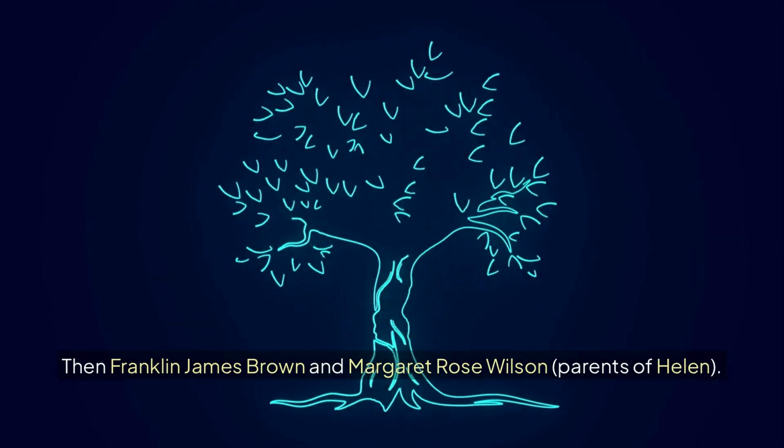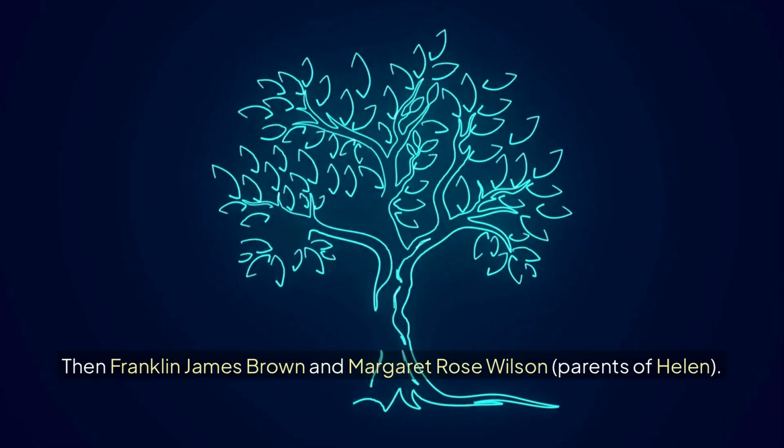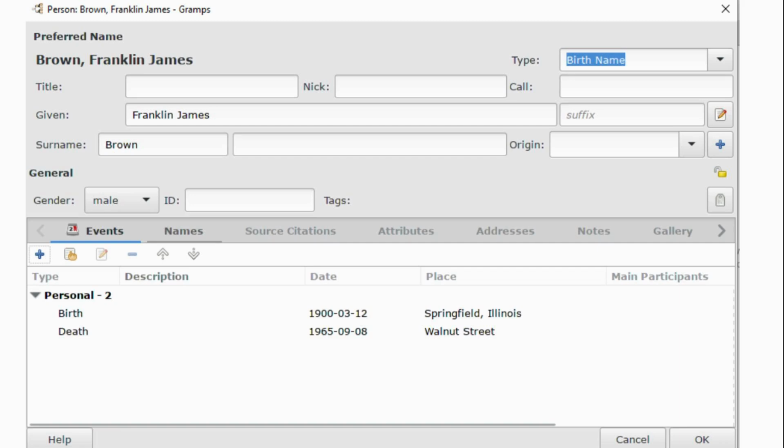Then Franklin James Brown and Margaret Rose Wilson, parents of Helen. Franklin, birth March 12, 1900. Death September 8, 1965. Address 72 Walnut Street, Springfield, Illinois 62701, USA.